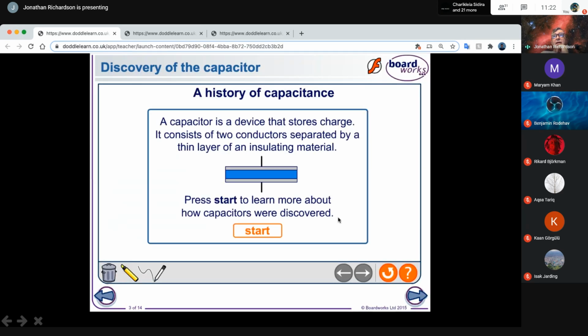Now, in essence, a capacitor is a device that stores charge. It consists of two conductors, very similar in nature to something like this, which you can't see, but you can see where it's supposed to be. If this were a metal plate, and this were a metal plate, there's a layer of insulation in between them.